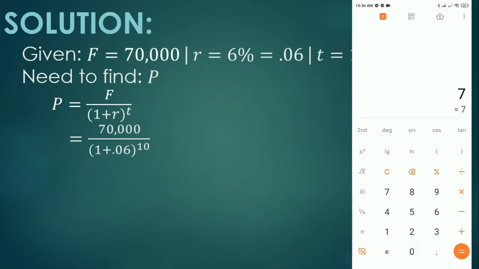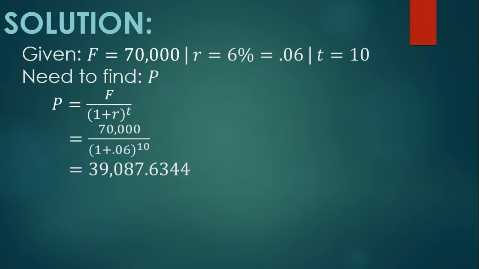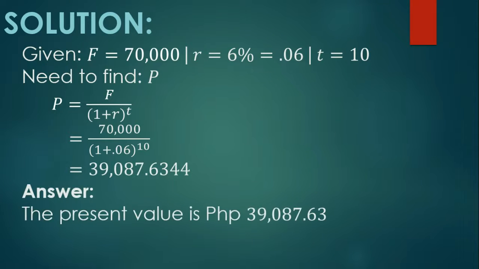Calculating this in any calculator available, we have 70,000 divided by 1 plus 0.06 raised to 10. It will give us 39,087.6344. So definitely our answer is the present value is 39,087 pesos and 63 centavos.